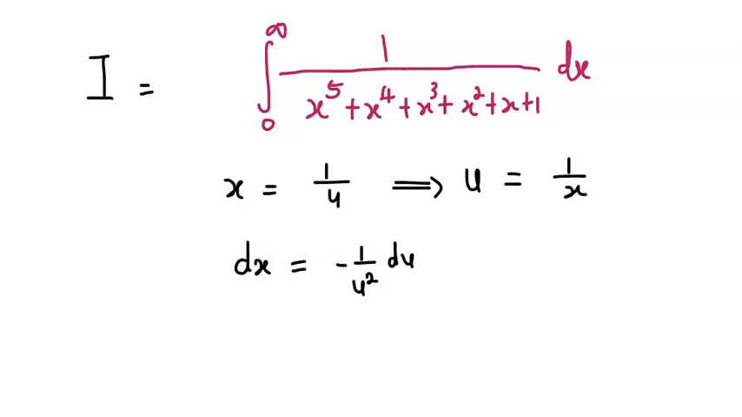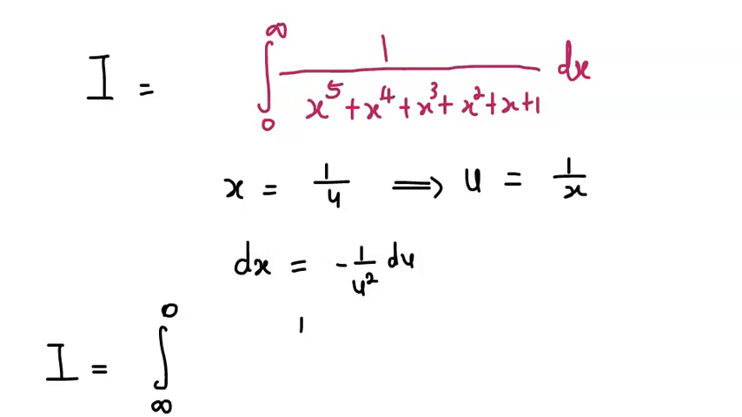Now let's talk about the limits of integration. So I is equal to the integral. Now we know that u is equal to 1 over x. If x is approaching 0, u is approaching 1 all over 0, which tends to infinity, right? Now if x is approaching infinity, u is approaching 1 all over infinity, which tends to 0.